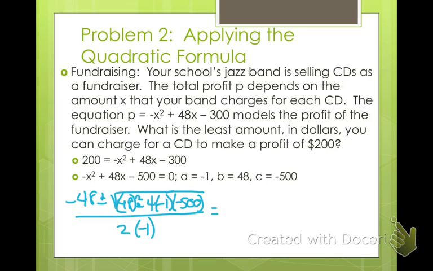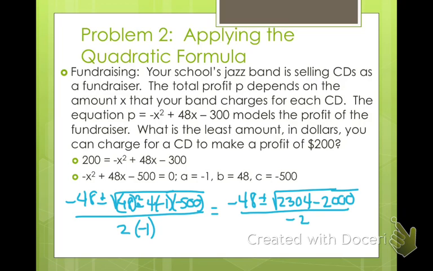Okay, so let's go ahead and do some math. I don't know most of these numbers off the top of my head. So let's see, negative 48 plus or minus the square root of 2,304, and then I have 4 times 500, which is 2,000, and let's see, there's a negative, a negative, a negative, so it's a minus 2,000 over negative 2.